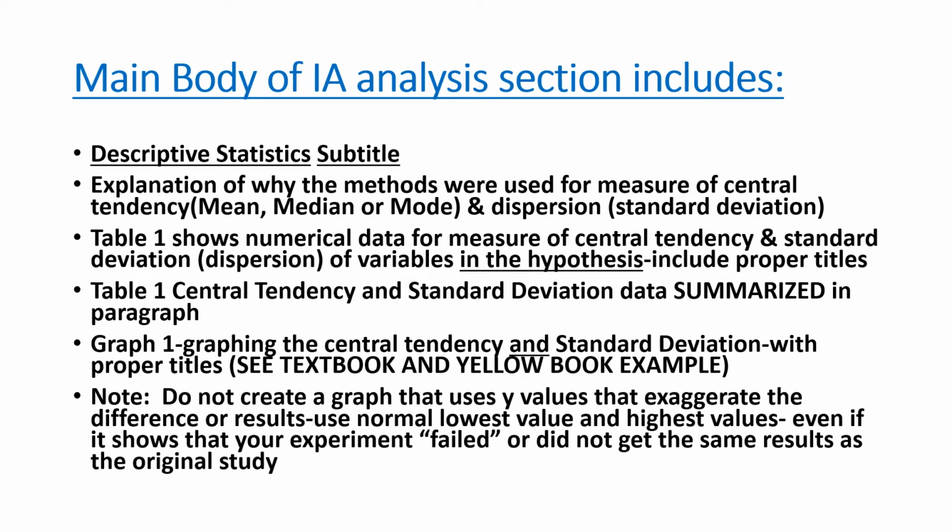So the main body of the analysis section, you'll have an explanation of why the methods were used for central tendency. So you'll see in the yellow book, it has a little description of the table. It shows the table and some numeric data in the hypothesis. And again, you don't need to put the table, but if you'd like, you can. It's graph 1 that you see that's the most important, that it shows the central tendency and the standard deviation. And so you're going to put an explanation of why you chose the mean, median, or mode, and then why you chose your dispersion, like standard deviation. You can show that in the graph, and again, don't make the graph exaggerated.